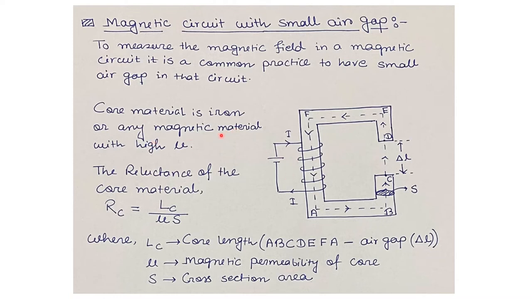Core material is iron or any magnetic material with high magnetic permeability mu. So, according to our definition of reluctance, the reluctance of the core material Rc is basically Lc by mu S, where Lc is the core length, which is basically this closed path length A, B, C, D, E, F, A minus this air gap, that is del L. Mu is the magnetic permeability of the core and S is the cross section area in that core material, that is shown here.